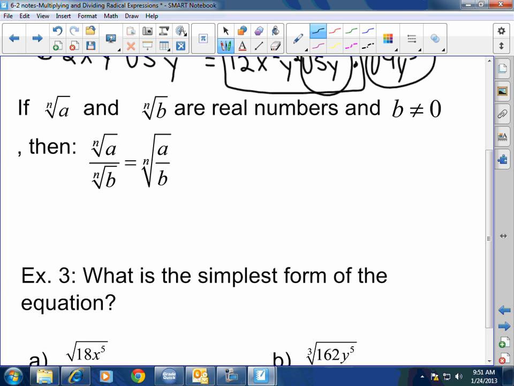Then basically the nth root of a divided by the nth root of b is, in one big fashion, the nth root of a over b, or vice versa. We already saw that in the last lesson. I can break down the division however I want to.